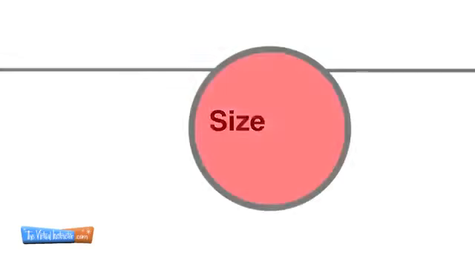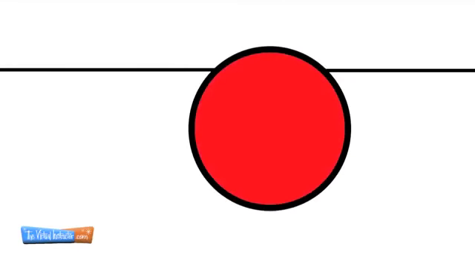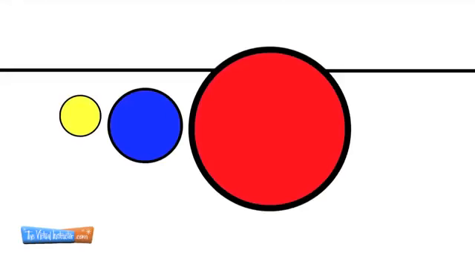The second way to create the illusion of space is through size. Objects that are further away will appear smaller in size. For example, the blue ball and the yellow ball appear further away because they are smaller than the red ball.